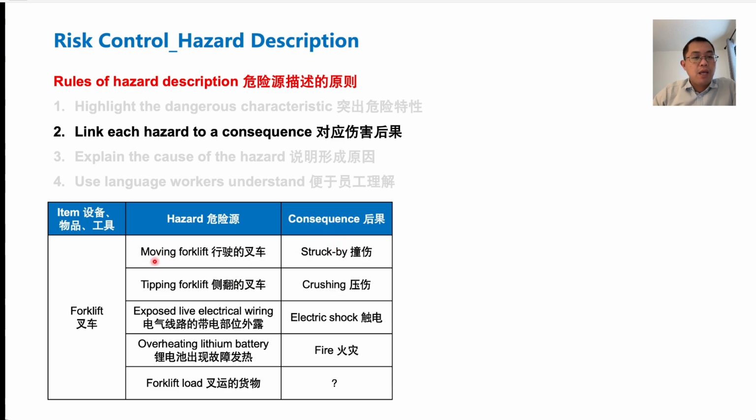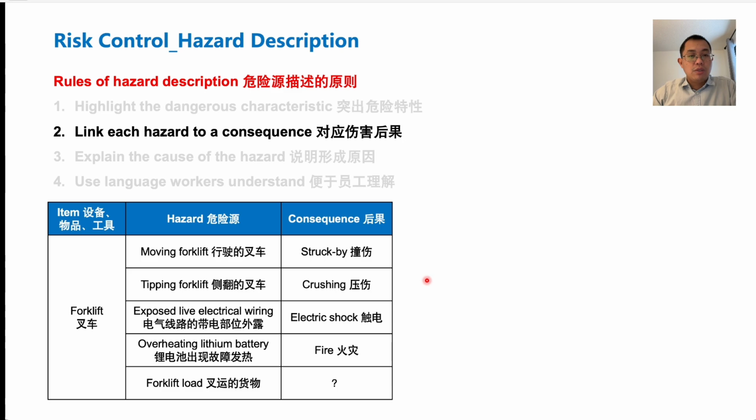For example, a moving forklift can strike a pedestrian, and a forklift tipping over can crush the driver if he tries to leave the cab. And exposed live electrical wiring can cause electrical shock. Overheating lithium battery can start a fire. So in most cases, one hazard should clearly correspond to one main consequence.